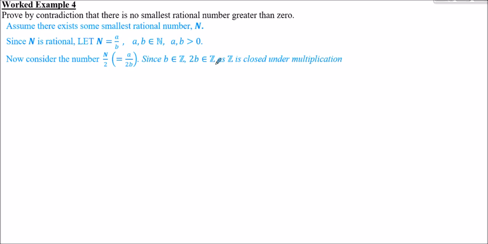So this bit here is optional. That just shows, I suppose, more depth to the examiner that you really know your stuff. You can just leave it as: since b is a natural number or an integer, 2b has to be an integer or a natural number. Because of that, of course, like we've said, since b is a natural number, then 2b is a natural number. So for that reason, N over 2 is also rational.